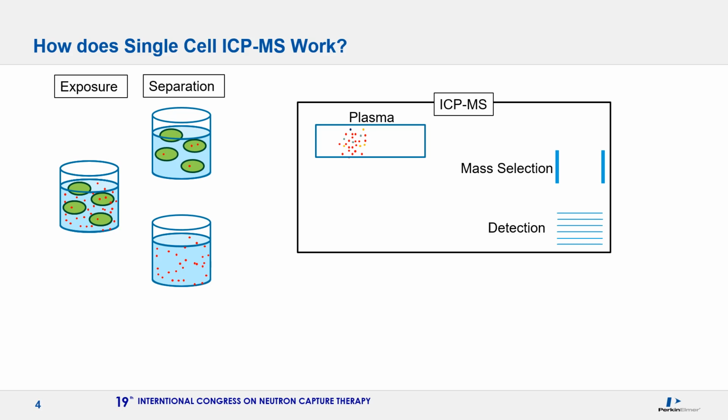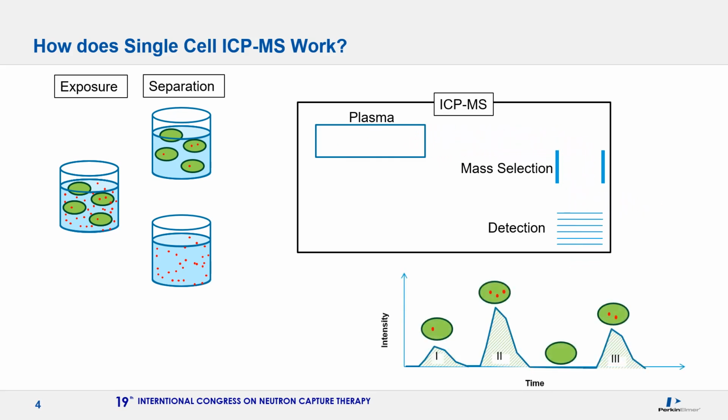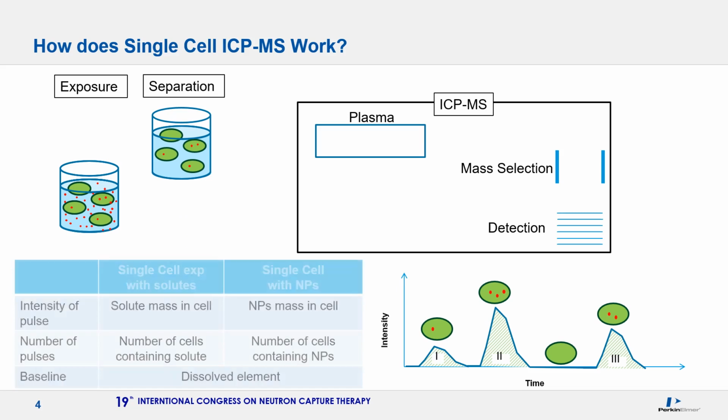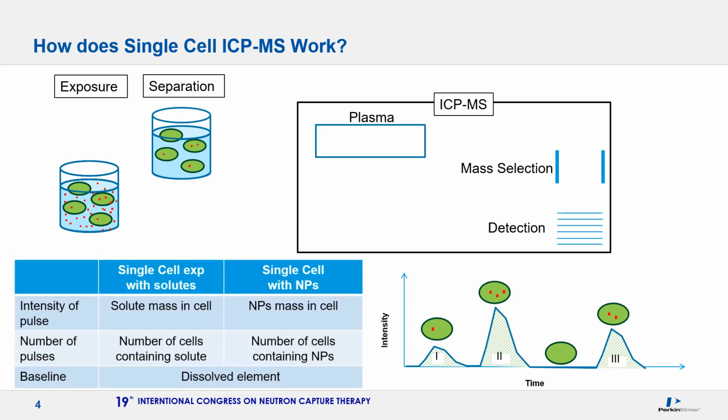And those ions are then sampled with an interface which routes them into the mass spectrometer. The ions undergo mass separation, and the target mass is selected within 1 AMU at the detector, and we get a time-resolved distribution of signals corresponding to the measurement of the destruction of individual cells in the plasma. So those are the time signals you see here.